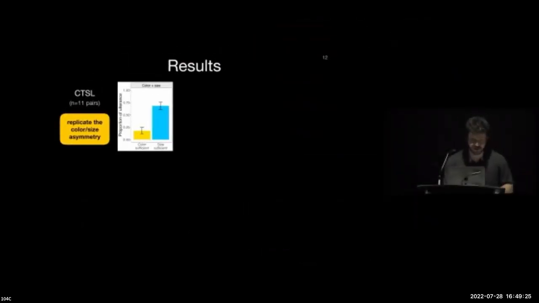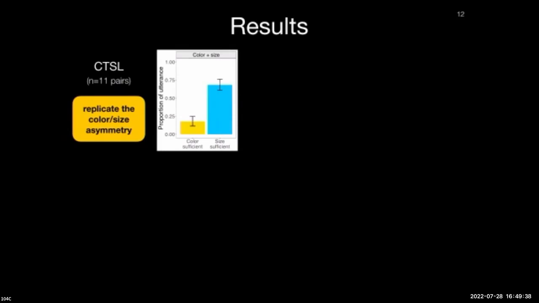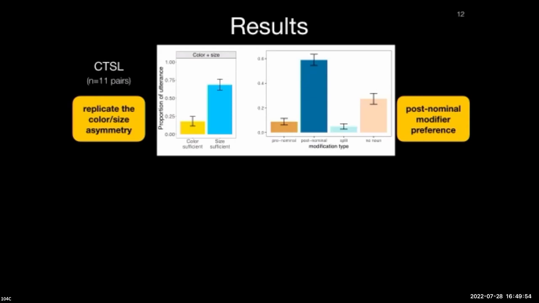Okay, so on to the results. So we classified the utterances as color, size, or redundant color and size utterances. Here we have proportion of utterance on the y-axis. And these are cases in which signers were using redundant modifiers. So what we see was that there was more redundant modifier production in the size sufficient condition compared to the color sufficient condition. So that's us replicating that color size asymmetry in CTSL. We also found that modification was overwhelmingly expressed post-nominally. And I'm happy to talk more about this in the Q&A. Redundant modifiers were actually produced more frequently in the post-nominal position.